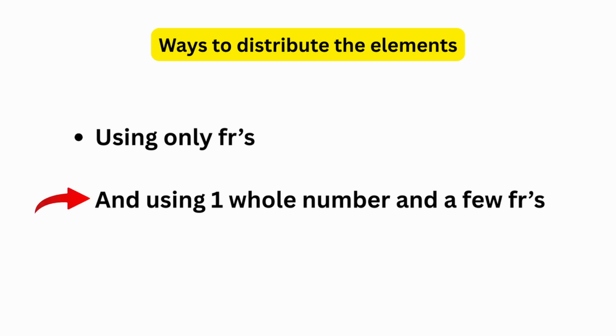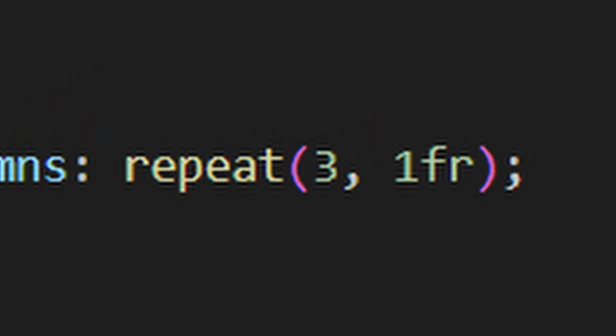Next, using whole numbers and FRs. This is an example of using a whole number and FRs to distribute the elements. What does each of these mean? Good question. The FR is the same as what we have discussed just now, giving the sizes and the patterns of the parts. In this case, each part will be the same size.